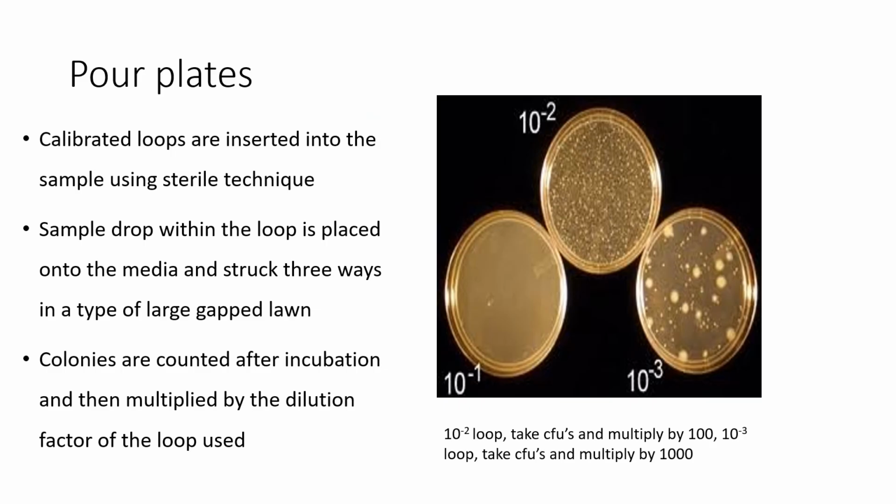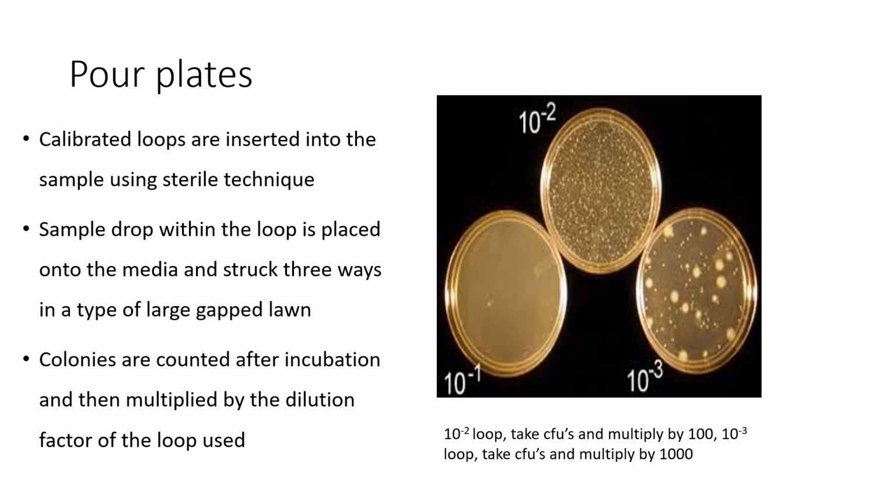We're going to use pour plates most of the time when we're trying to actually give the physician an actual number of organisms growing per mil. So we use calibrated loops, and the calibrated loops are usually a 1 to 1,000th of a mil or 1 to 100th of a mil loop.